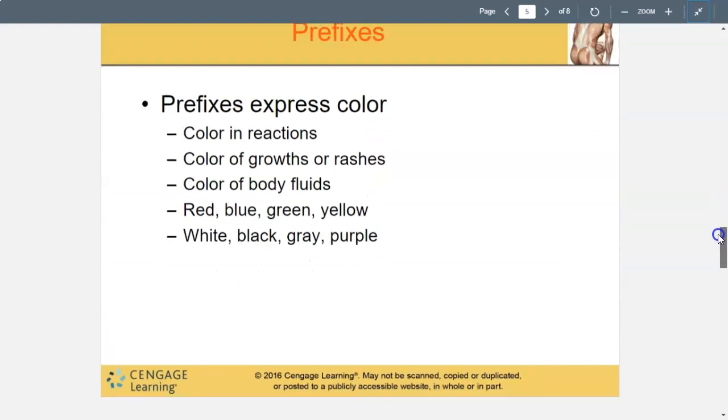And once again, prefixes can also express color. Some of these, as you'll notice in that chapter, are denoted either as a prefix or as a combining form. And so a number of these colors, red, blue, green, yellow, white, purple, gray, and black are all listed in there. And most of them can have, there's multiple. Each one has 2 or 3 that can denote the colors depending on what you're talking about and what part of the body. And it does have a tendency to help describe growths, rashes, and sometimes colors of body fluids. Okay.